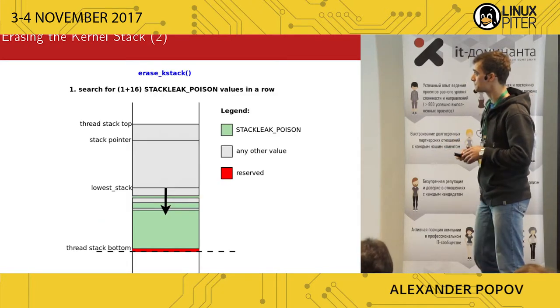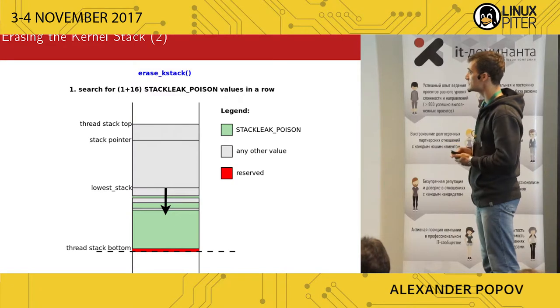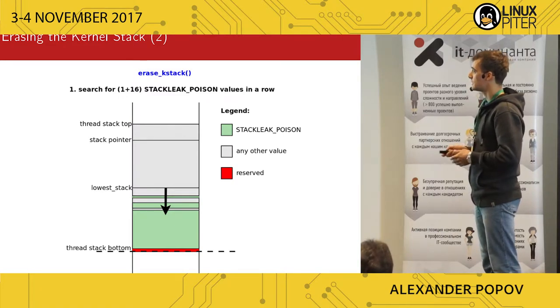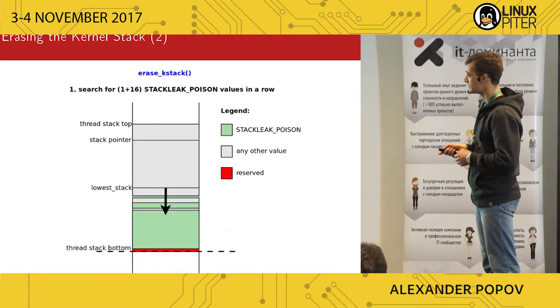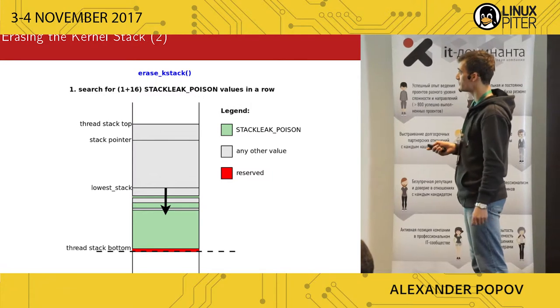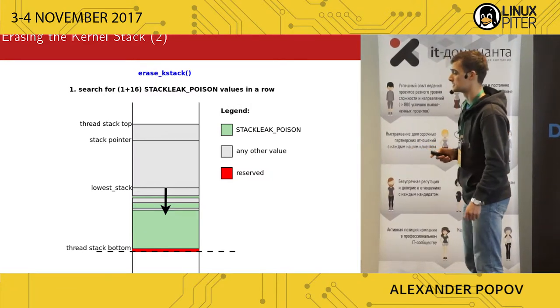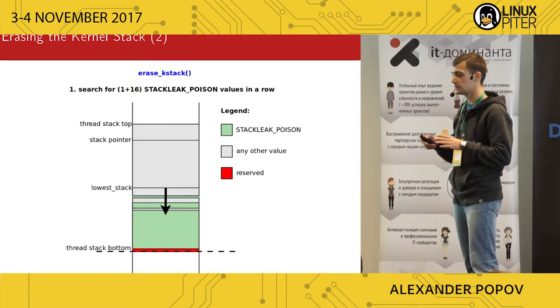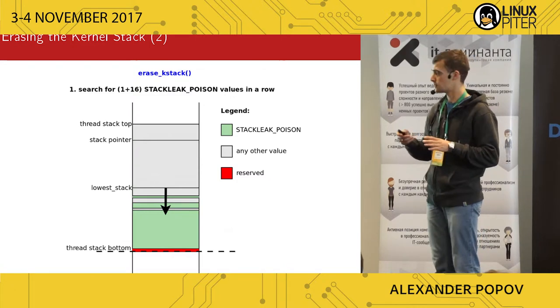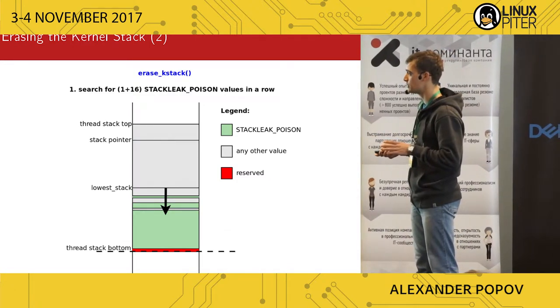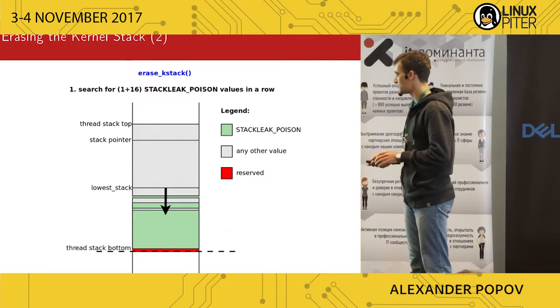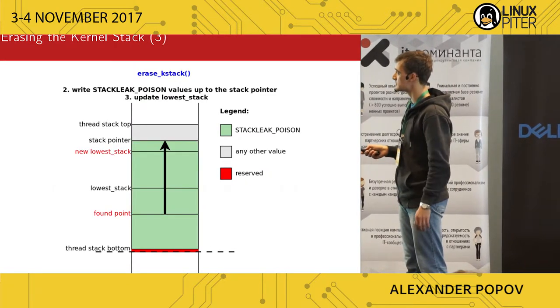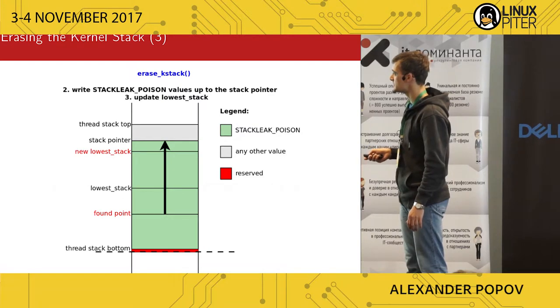It is the state of the kernel stack during this function. First, it starts from the lowest stack address and goes down toward the stack bottom, searching for 17 STACKLEAK poison values in a row. When it finds so, we understand that we reached the portion which is fully erased, and we move up toward the stack pointer, writing the STACKLEAK poison value to the kernel stack.